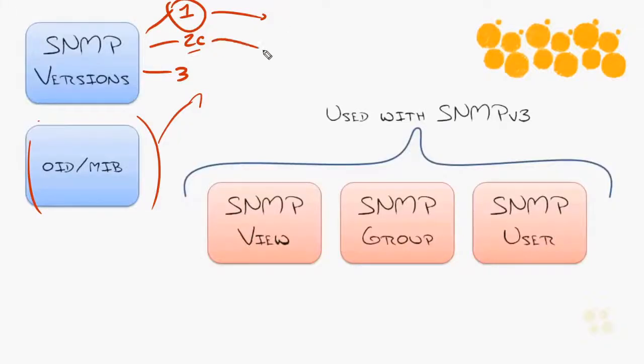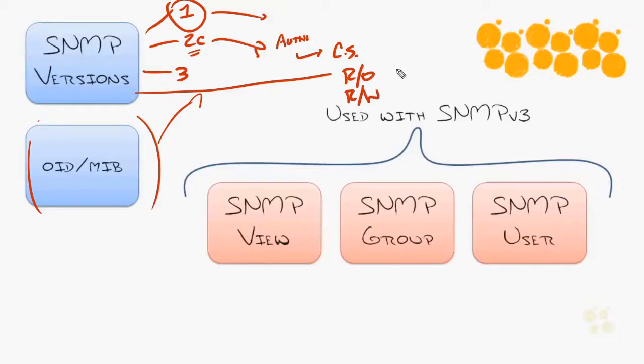2C is the one that's really popular, and the reason is because it can monitor just about everything. They expanded the counters and things like that. The challenge with version 2C is it's got very limited authentication. I'll just put auth. With SNMP version 2C, you essentially have a key. They call it a community string. I'll just put CS, community string. So when you go in, you can have an SNMP read-only community string and a read-write community string. And that's your password.